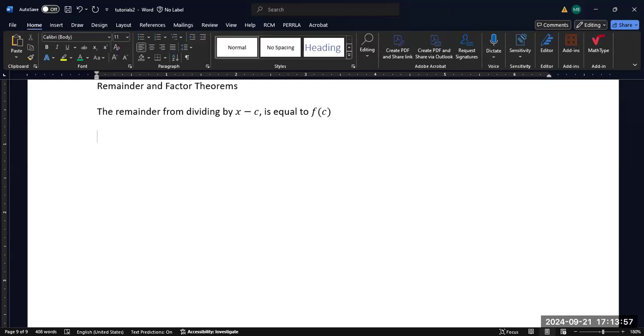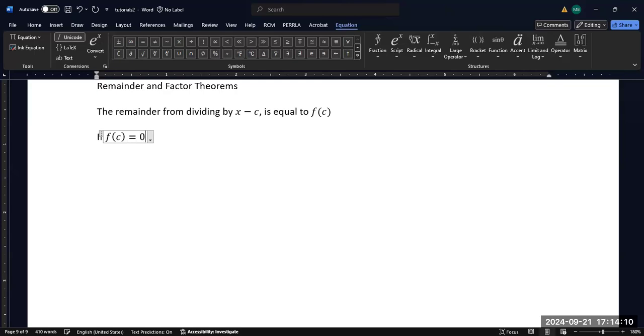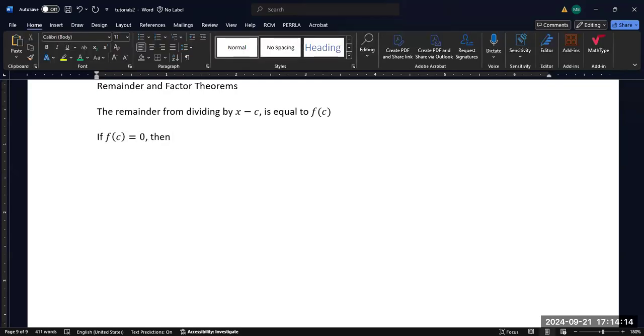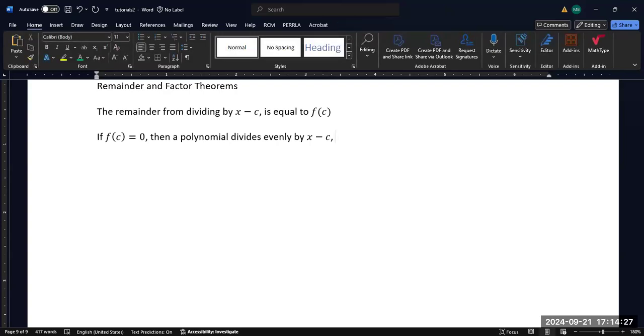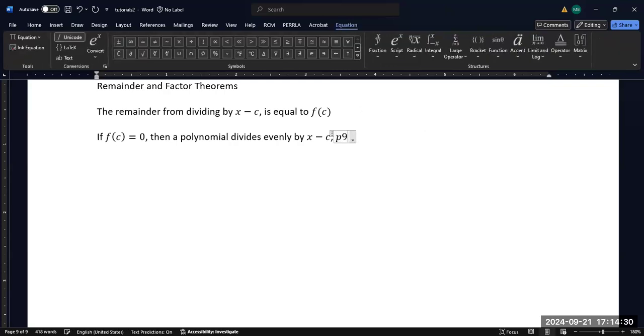And the factor theorem, again, in its summary form, says that if f of c is equal to 0, then a polynomial divides evenly by x minus c, which is to say that if p of x is your polynomial, then x minus c is a factor, and when you divide it out, you will get a quotient that is just a polynomial with no remainder.